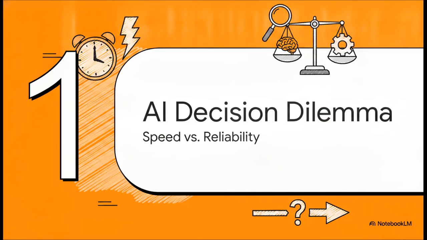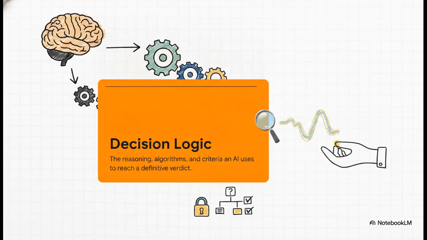Okay, let's dive right into this and start with Section 1, the AI Decision Dilemma, where we navigate the constant tension between speed and reliability. To actually solve this dilemma, we first need to define the battlefield, and that means understanding decision logic. Basically, decision logic is the internal reasoning, the specific algorithms, and the exact criteria an AI uses to arrive at a definitive conclusion. It's kind of like the AI's internal compass.